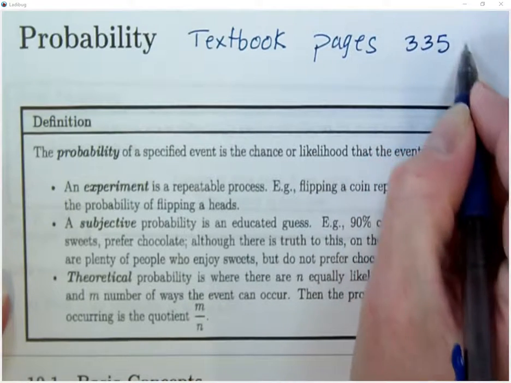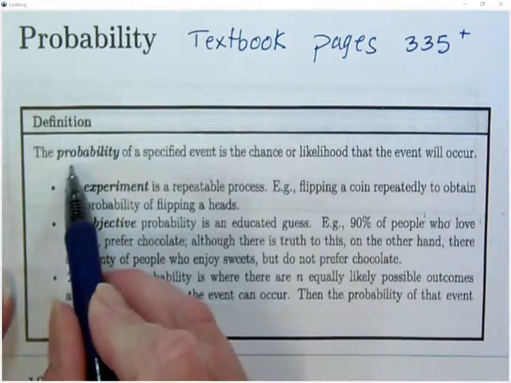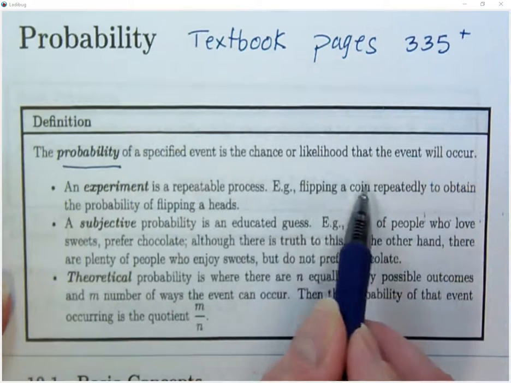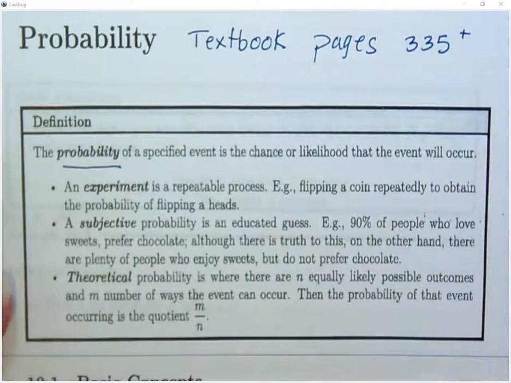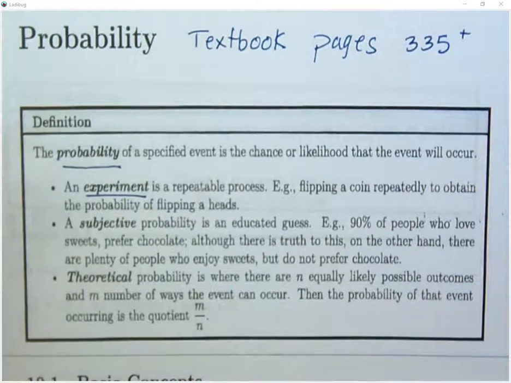So it starts on page 335 in your book. We're just going to do the first couple of sections. So section 1 is talking about just the basics. A specified event is the chance or likelihood that the event will occur. Experimental is a repeatable process, the experiment, and that's when we actually collect data.